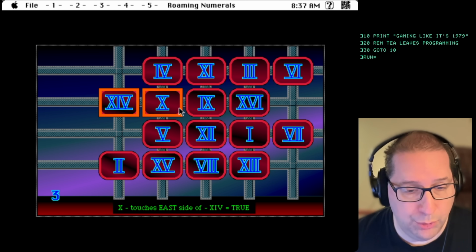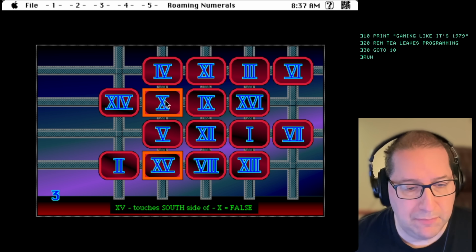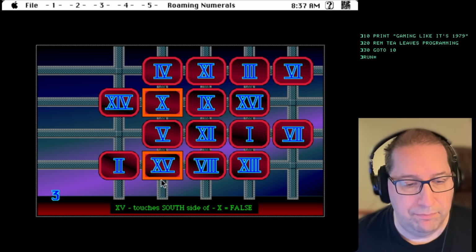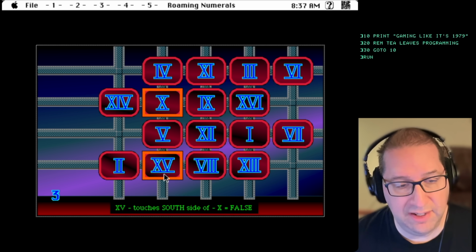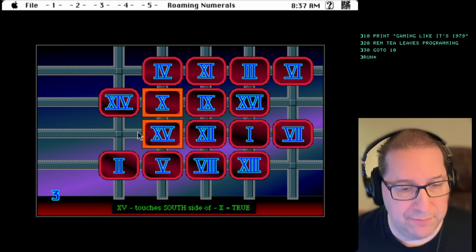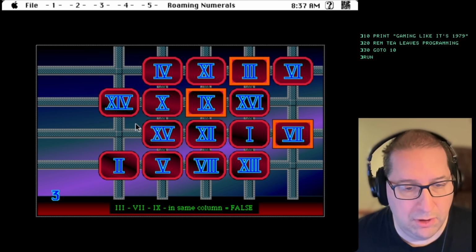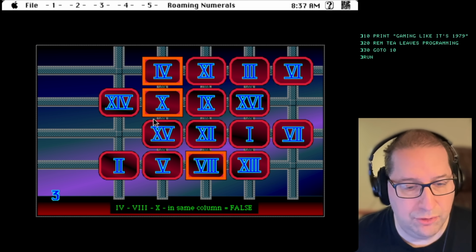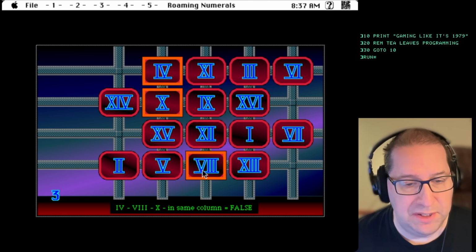How about we look for a rule involving this 10? 15 touches south side of 10. That's good because that tells us 10 can't be here. So 14 and 10 are now in the correct place, as is 15. So these 3 are correct. Let's look for more clues. These have to be in the same column. Okay.